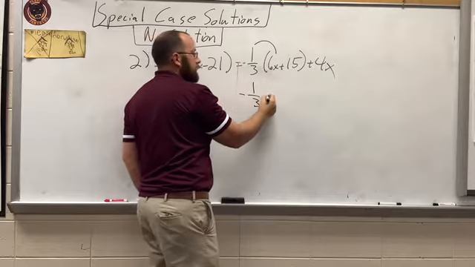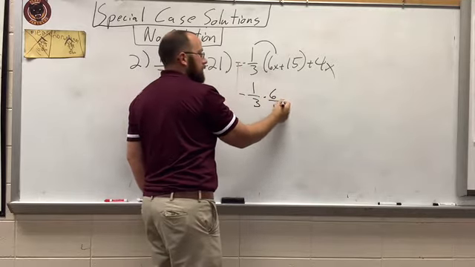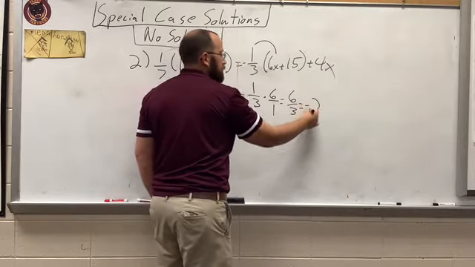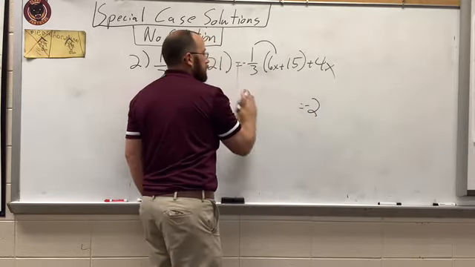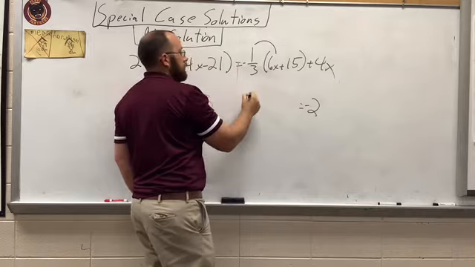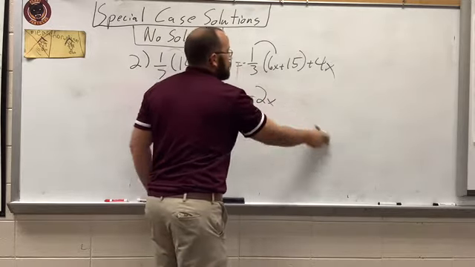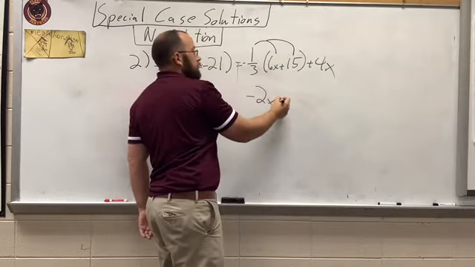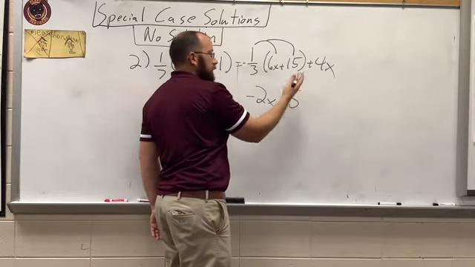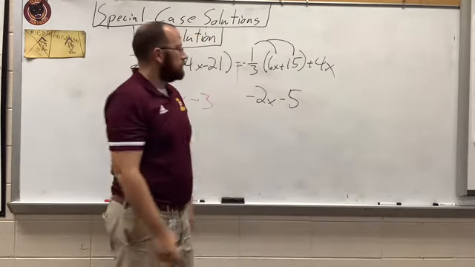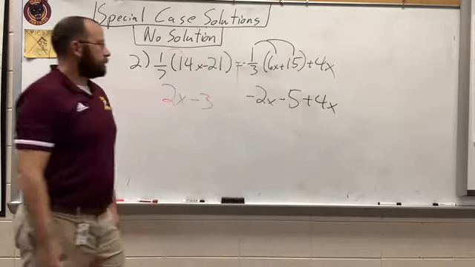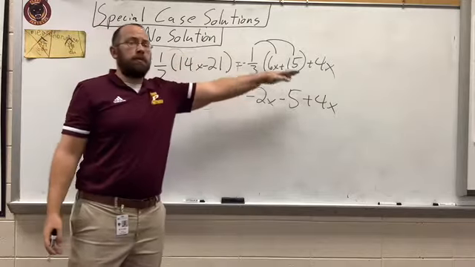Multiply that times 6. Multiply across the top, get 6. Multiply across the bottom, get 3. Gives us negative 2x. Then we distribute the negative 1/3 to the 15. I'm not going to do it out again, but you get negative 5, and plus 4x. And that is just the distribution part.